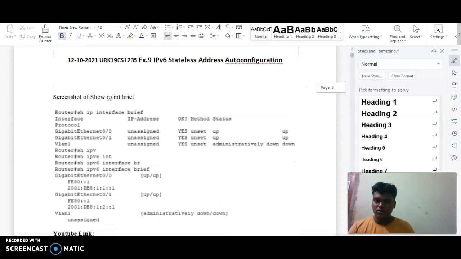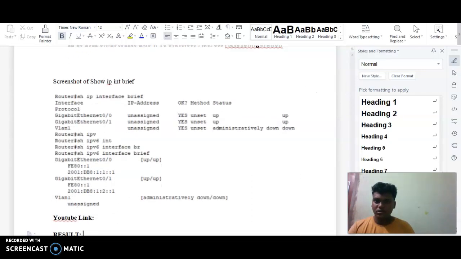and address auto configuration. Okay, method status. This is the screenshot of the method status.